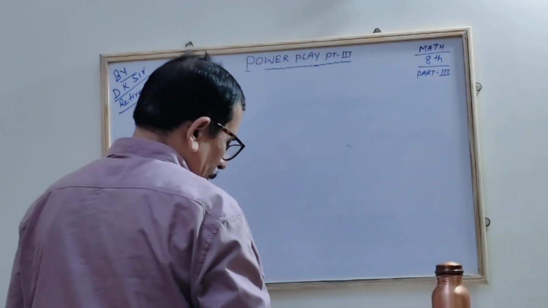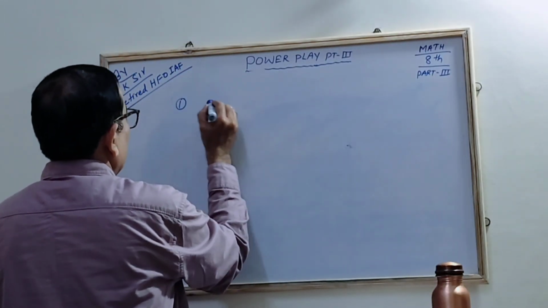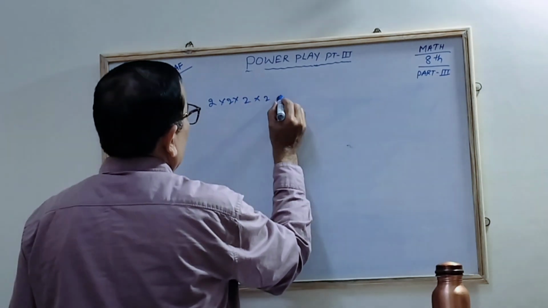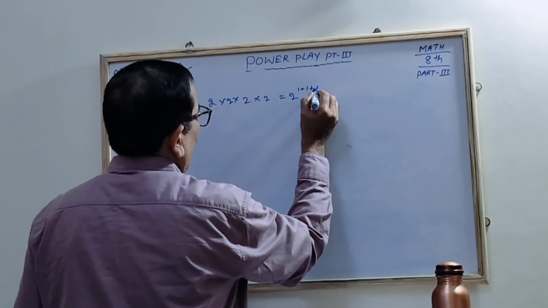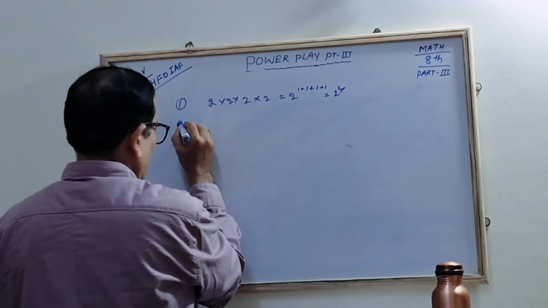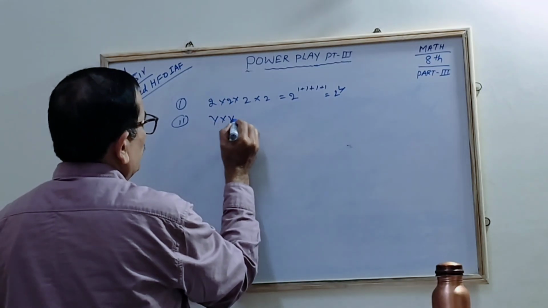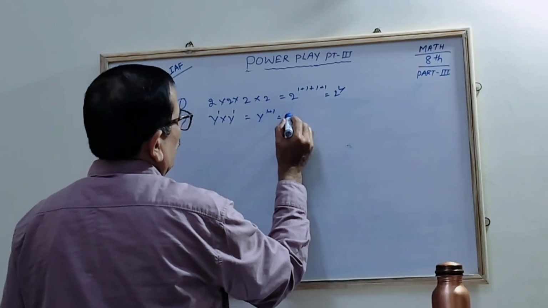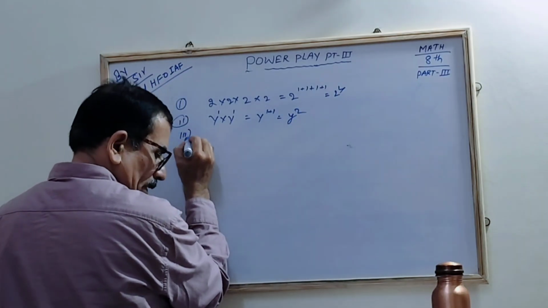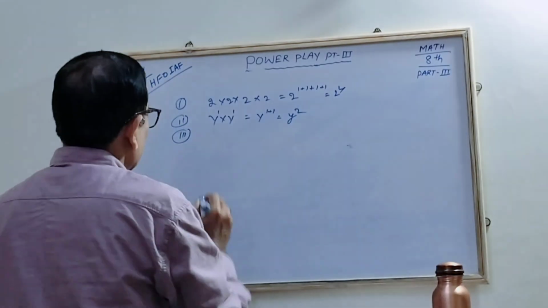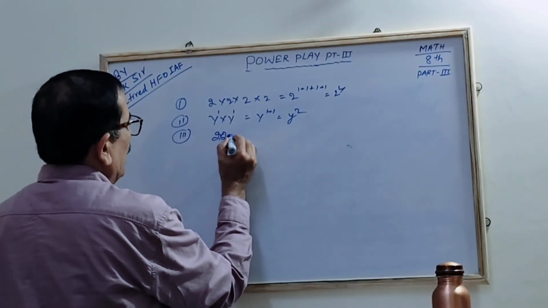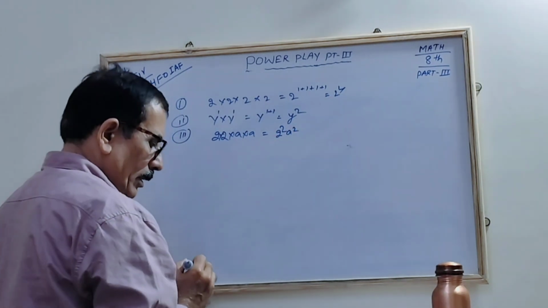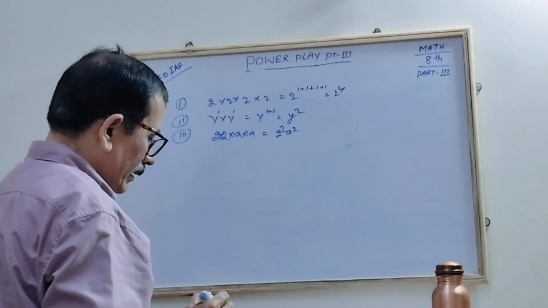We'll see, suppose they say first 2 into 2 into 2 into 2, correct? Then we will write 2 to the power 1 plus 1 plus 1 plus 1, so it becomes 2 to the power 4, correct? If it is y into y, we should understand y has got the 1 power, so we are going to add the powers, so it is going to become y square, understood? The third we will see is a mixing, which means if it is 2 into 2 and a into a, so you will write 2 square and a square, correct?